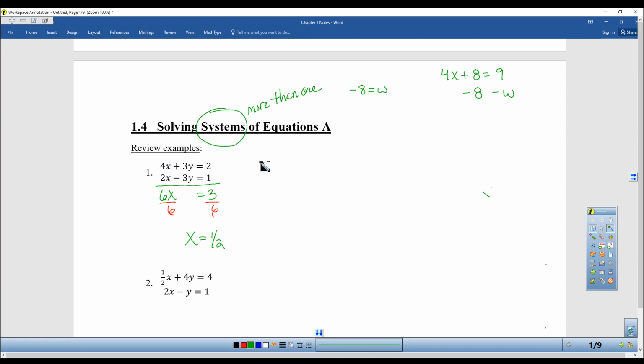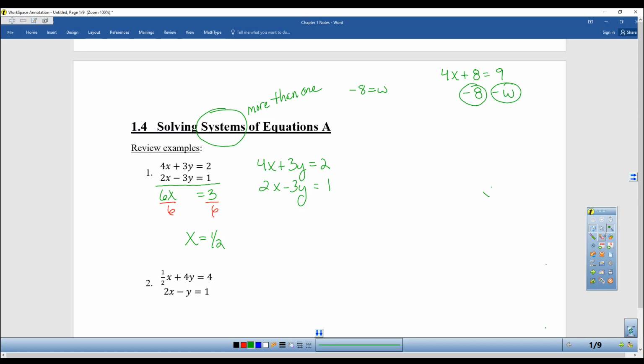Well, in this problem, we have 4x plus 3y is equal to 2, and I want to add 2x minus 3y to this side, and I want to add 1 to this side. Why am I allowed to do that? Because 2x minus 3y is equal to 1. So you are doing the same thing to both sides. They just look different. Just like up here, you're subtracting 8 from one side and you're subtracting w from the other side. It's okay because negative 8 is equal to w.